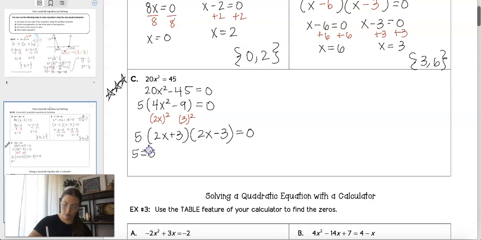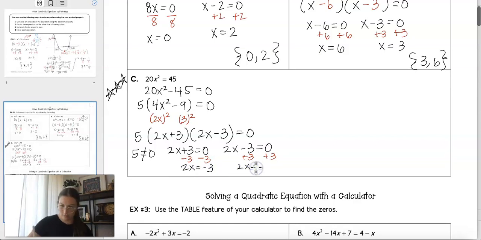5 equals 0. Doesn't make sense. So that's nothing. It's not an answer. So we get 2x plus 3 equals 0. And then we'll get 2x minus 3 equals 0. So we'll go ahead, subtract 3 on this one, add 3 on this one. So now we'll have 2x equals negative 3, 2x equals positive 3.